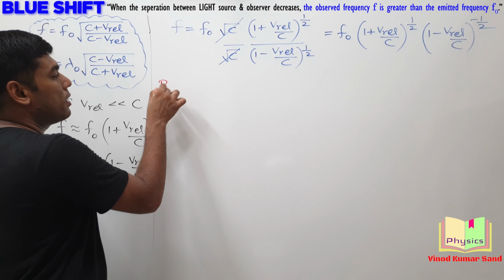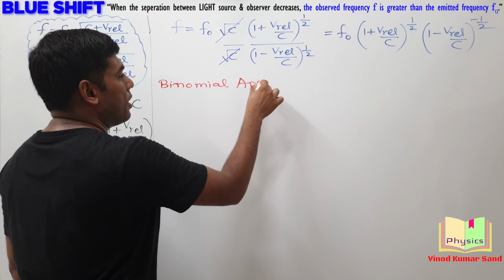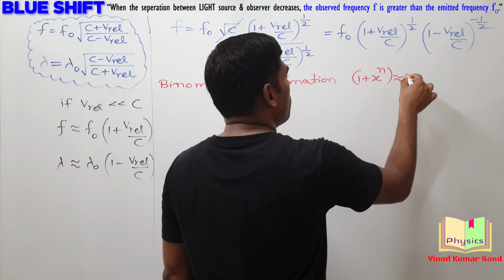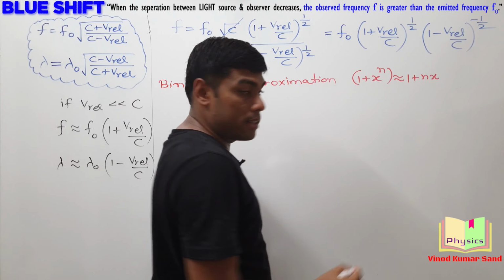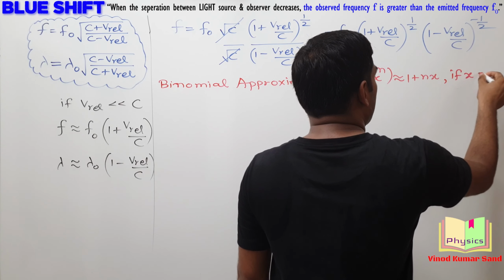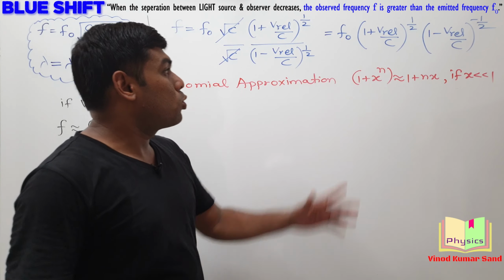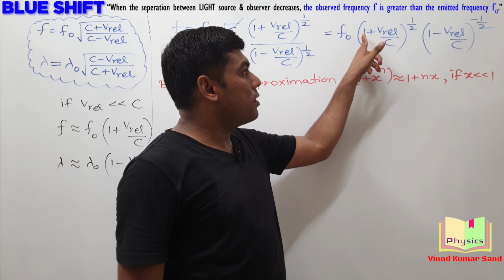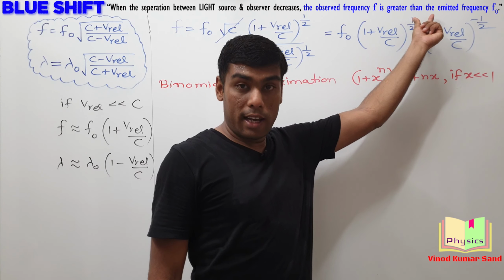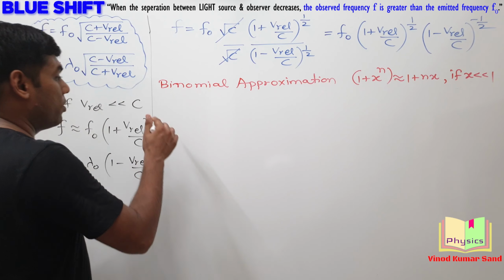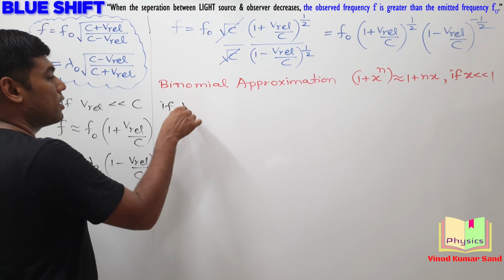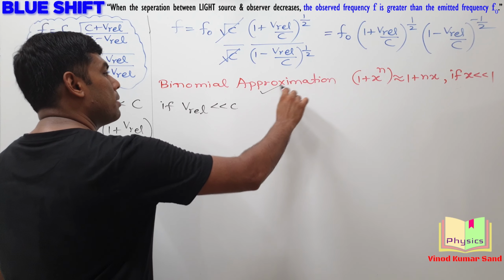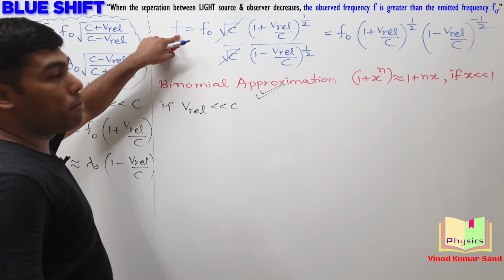Do you remember the binomial approximation? It tells that 1 plus x to the power n is almost equal to 1 plus nx if x is much less than 1. So in these brackets we'll be using the binomial approximation. You can treat this as 1 plus x to the power n. Got it? If v relative is much smaller as compared to c, we can use the binomial approximation. So I am rewriting the terms.